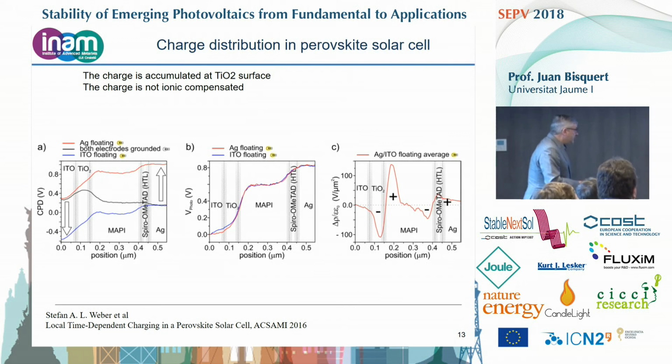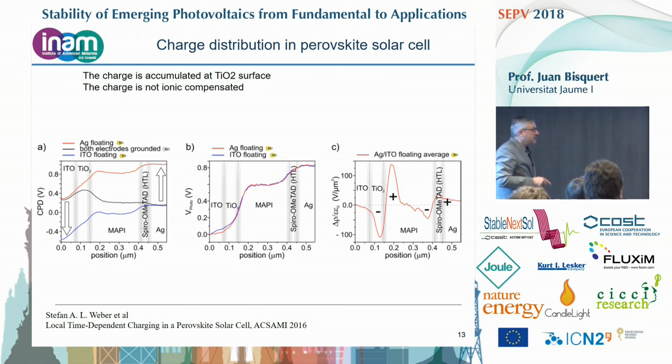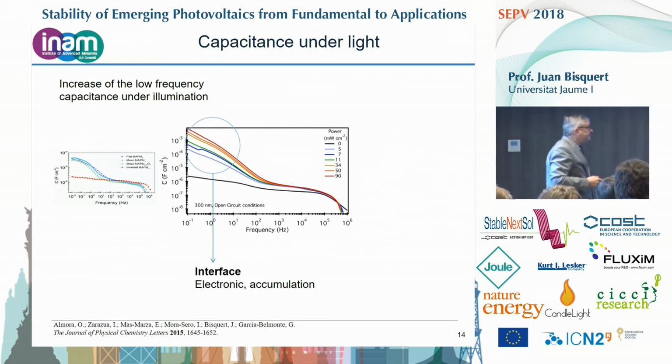Another important contribution is by Stefan Weber, with Kelvin probe force microscopy, cutting the sample and scanning the voltage, and then you make a second derivative and you discover where the charge is accumulated. You see very flat, this is confirmed now also by experiments in China, very flat potential here, and here a lot of charge in the TiO2 contact, huge quantity of charge.